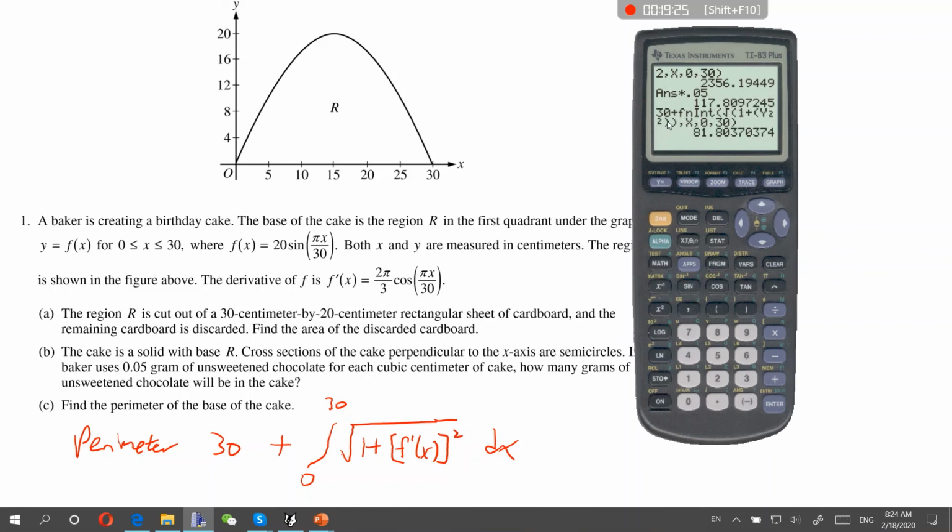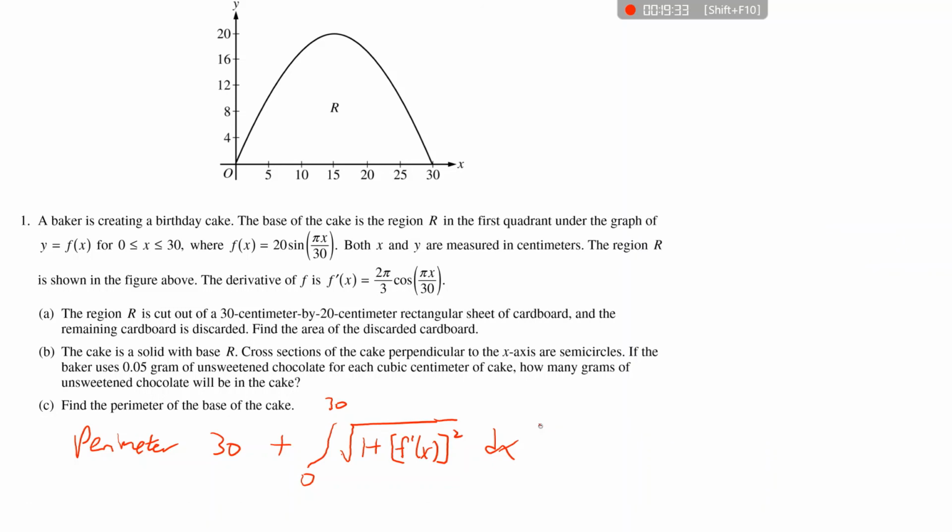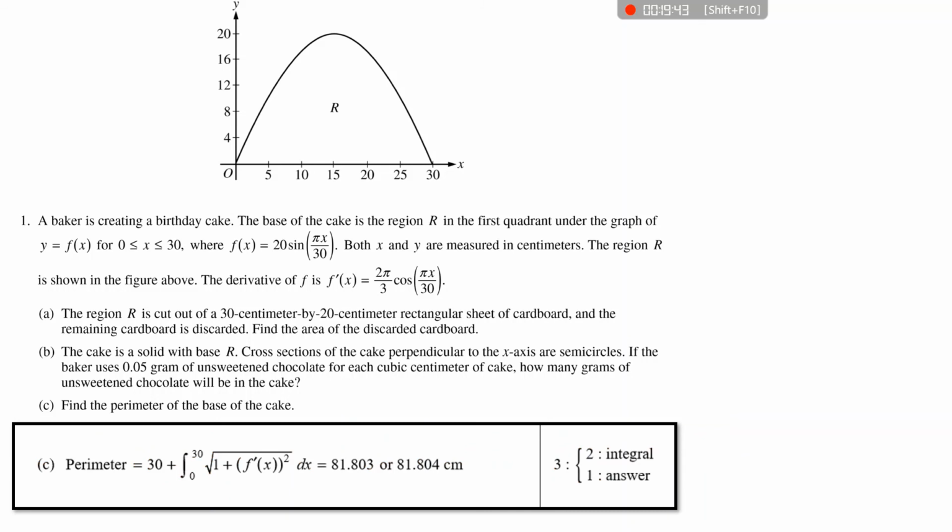81.8. So I'm just going to double check this parenthesis really quick. 1, 2, 3. 1, 2, 3. Okay, cool. So that's 81.8 centimeters. Perfect. Okay, we'll check. Perimeter, integral, okay, looks good, and 81.8.